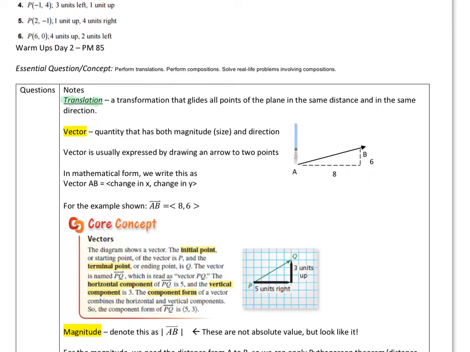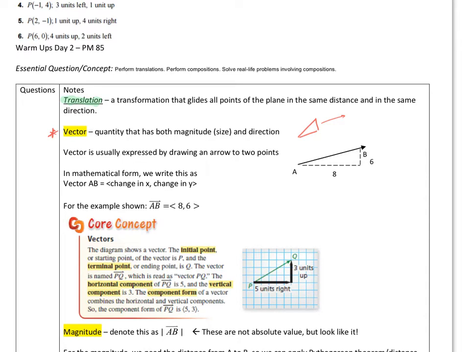So if you have a triangle such as this, let's draw one up here, you would just slide the whole thing in that direction and that distance. Now, for direction and distance, we've got this quantity called a vector. A vector has both magnitude and direction.